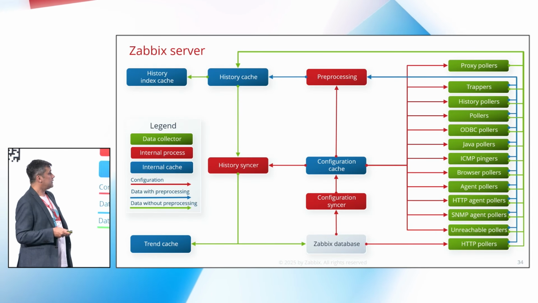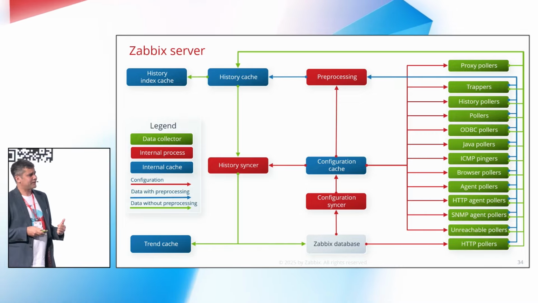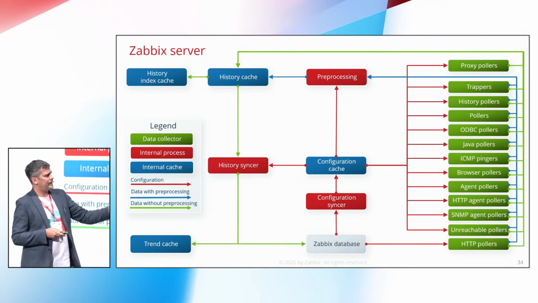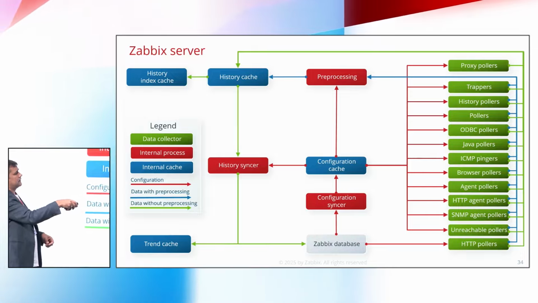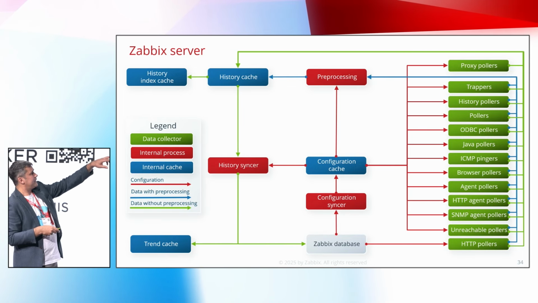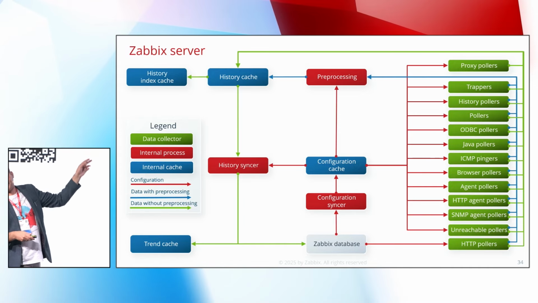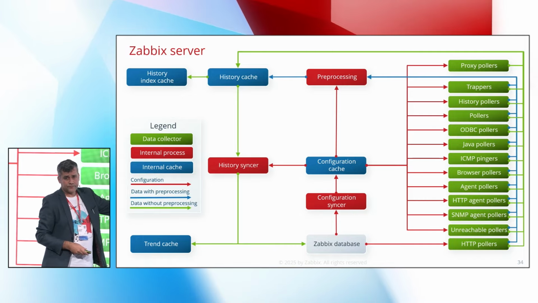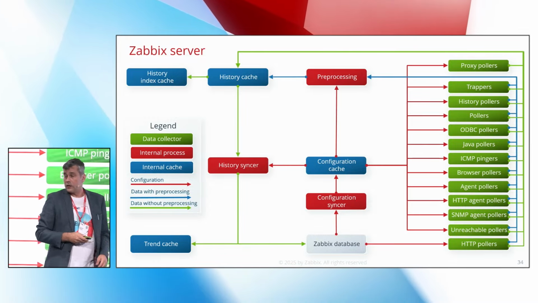Okay, and do you like this picture? It's a very simple picture. This is how Zabbix works. Nothing complicated here. On the left side, in green color, you can see the data collectors. The blue line, which means data with preprocessing, goes to the preprocessing, and data without preprocessing, the green line, just bypasses. What has changed is that every data collector has two options: send the metric to the preprocessing if you have some steps, or bypass it.